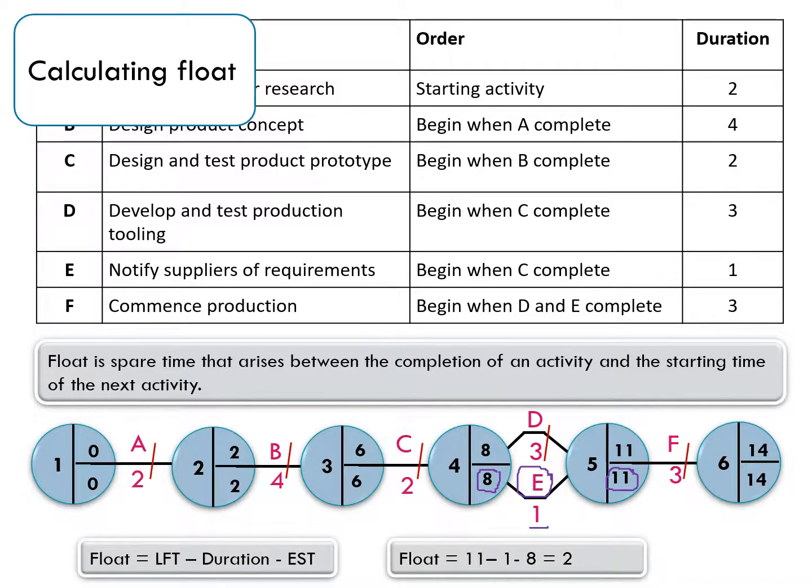E could be delayed by 2 months, which kind of makes sense when you look at it, because E could take up to 3 and it wouldn't delay the overall project. It would just finish at the same time as D. So E is not a critical activity. There could be some delay in notifying suppliers of our requirements by a month, and it's not going to delay the overall project.